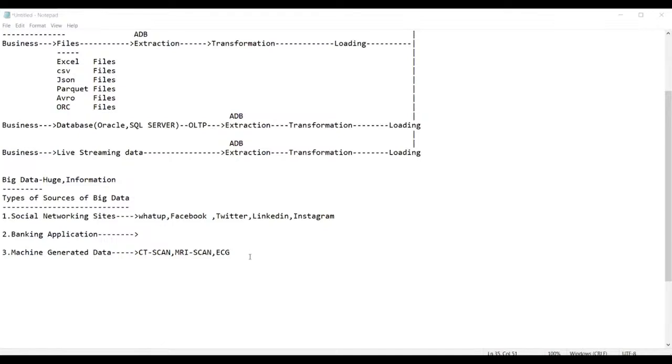Okay, guys, sorry. So now, after this, can you see here, this is machine generated data. After that, the fourth one we can consider is IoT sensors, Internet of Things. We get the data from sensors.